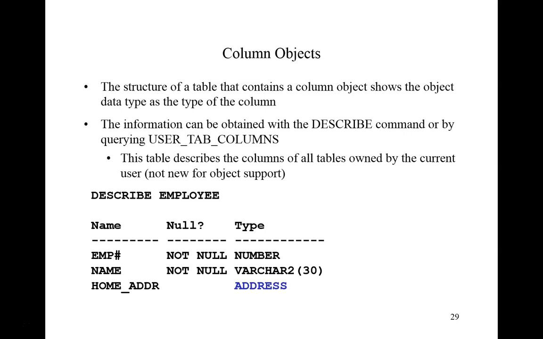This is not something new to support object functionality. So UserTabColumns is not specifically associated with user-defined types. This table describes the columns of all tables. Our interest lies in how the vendor has incorporated the information for object types, something that was not part of the original relational product. Once a user-defined type has been created, it is available to the database as a data type for a table's column, just like the built-in data types that were provided by the vendor.